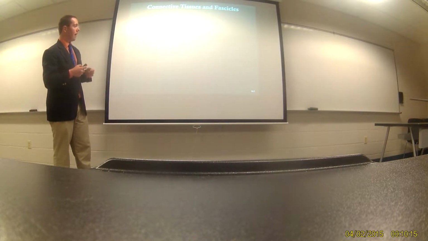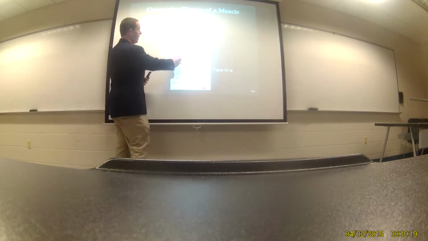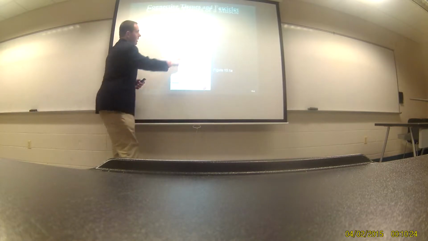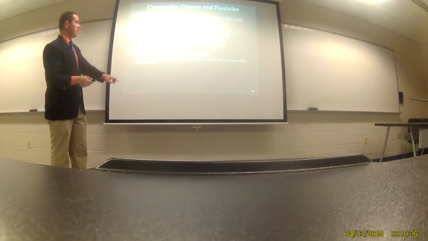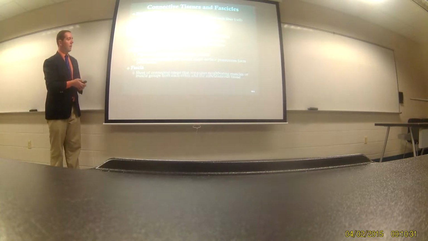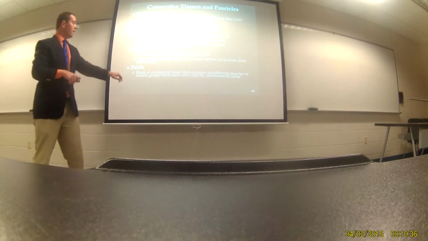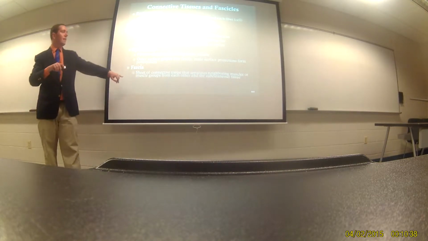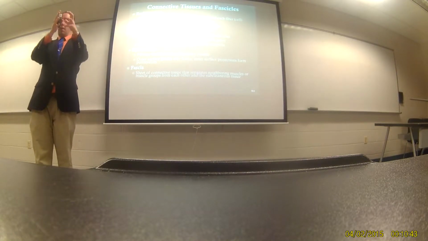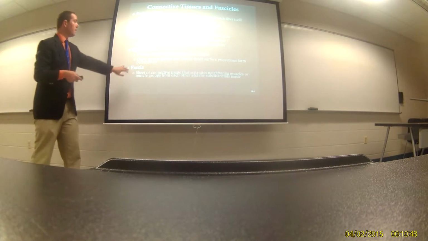So going back, this is a muscle, and on the outside of this is going to be the epimysium. Then there is also the fascia. The fascia is going to be outside of the epimysium. A fascia is going to separate one muscle from another muscle. So it's going to be thicker than the epimysium.